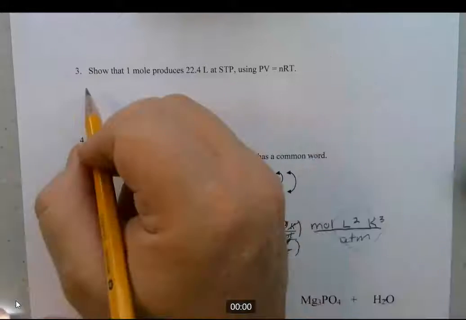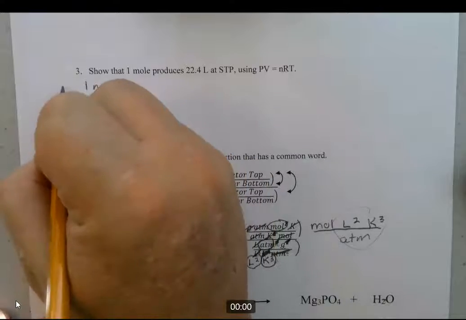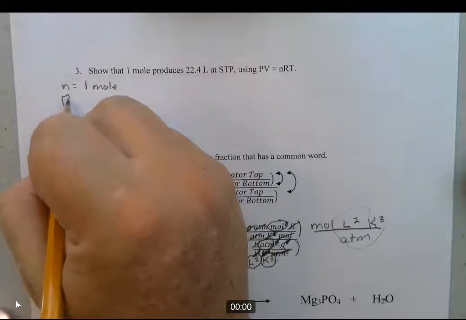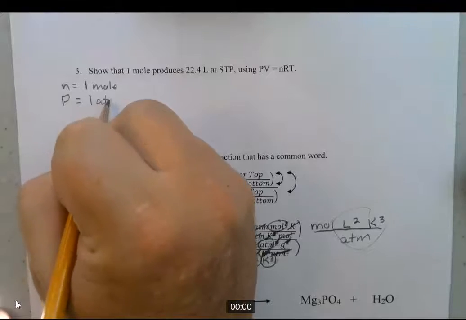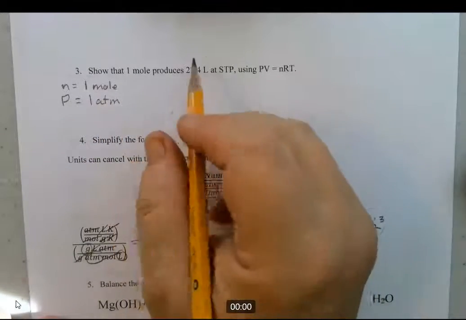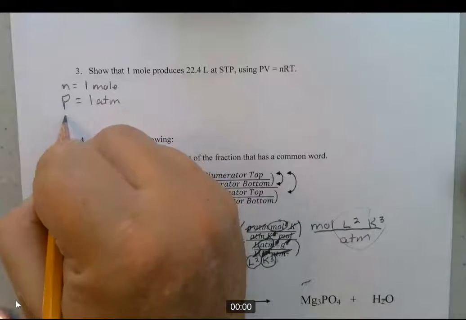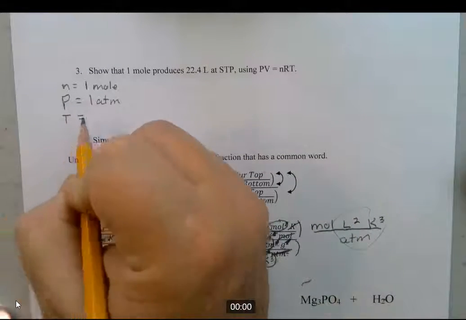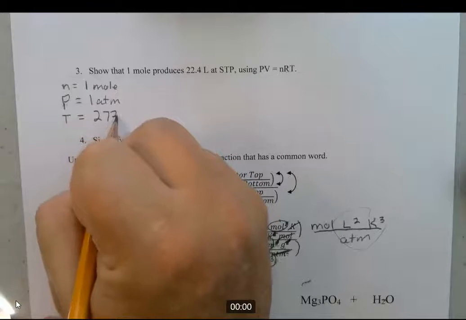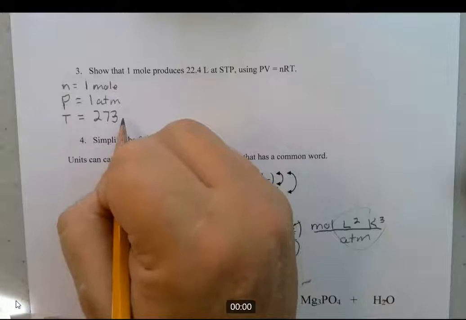So what does that mean? Let's line up our variables here. So 1 mole, that's n. Pressure is going to be standard temperature pressure, so that's going to be 1 atmosphere. Volume, volume is what we're going to find and see if it does equal 22.4. And temperature is going to be 0 degrees centigrade, which you add 0 plus 273 gives you 273 Kelvin.